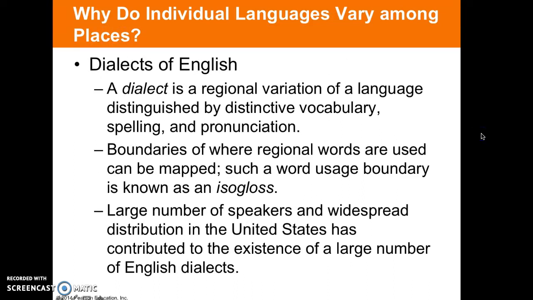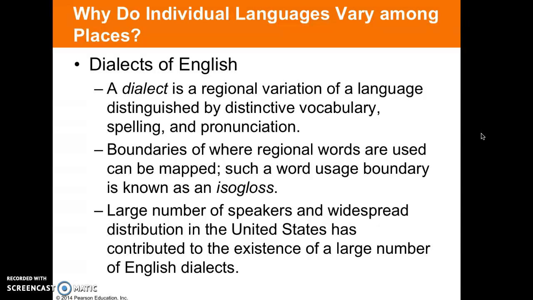So a dialect is a regional variation of a language, and it's distinguished by its own distinctive vocabulary, spelling, and pronunciation. The boundaries of where regional words are used can be mapped, and a word usage boundary is known as an isogloss. So an isogloss map would look kind of like the isoline maps, where it showed you the change in land contour. An isogloss map would show you the different dialects. So that's pretty cool.